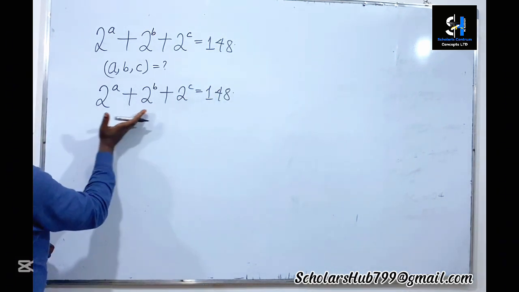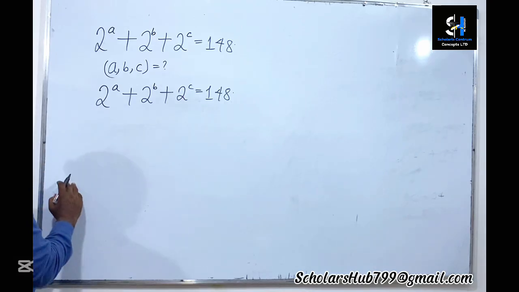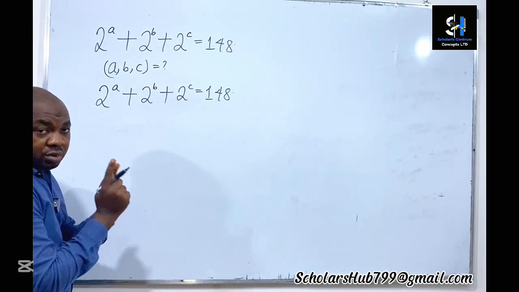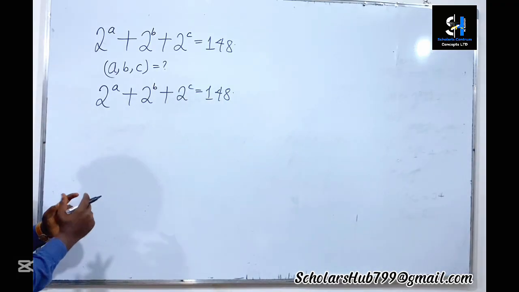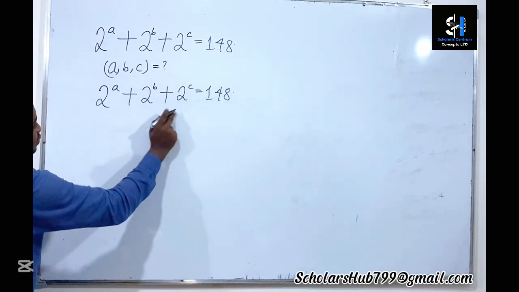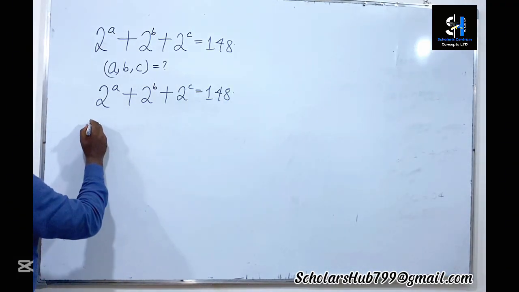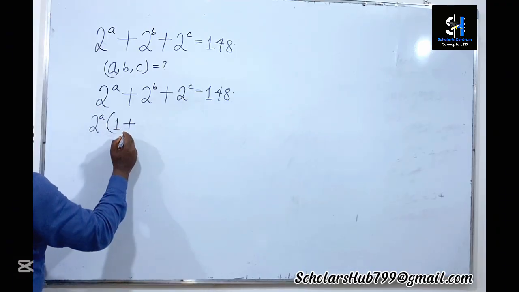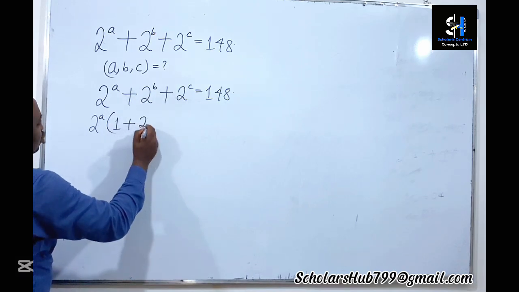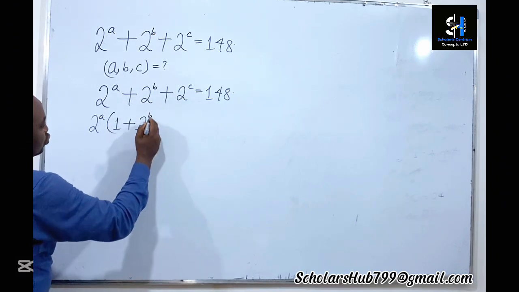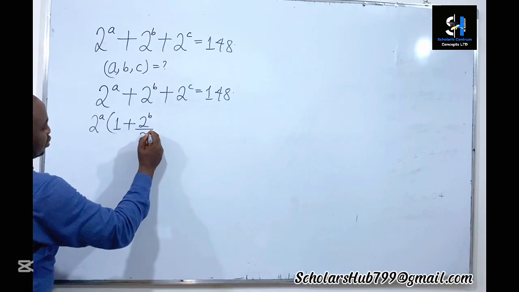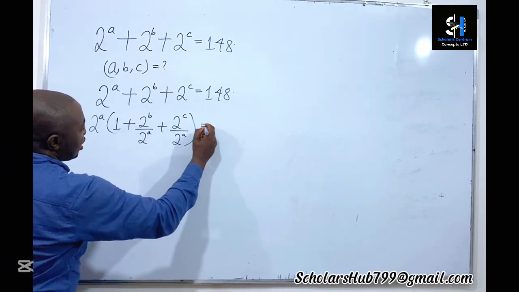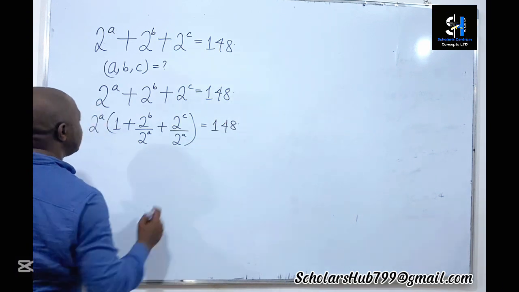Now we're going to divide just the left hand side by 2 to the power of a. There are 3 different ways to solve this question, and I'm using just one method. If we divide the left hand side by 2 raised to the power of a, 2 to the a divided by 2 to the a will be 1. Then 2 to the power of b divided by 2 to the power of a, plus 2 to the power of c divided by 2 to the power of a, and that is equal to 148.